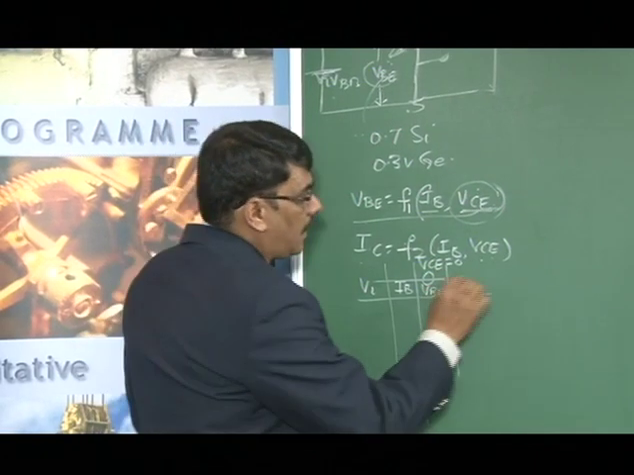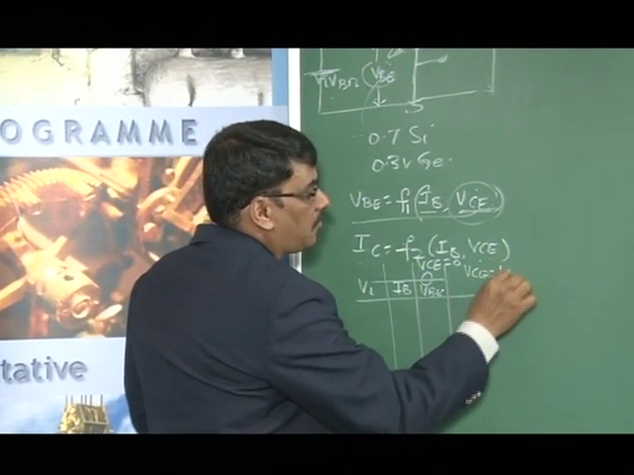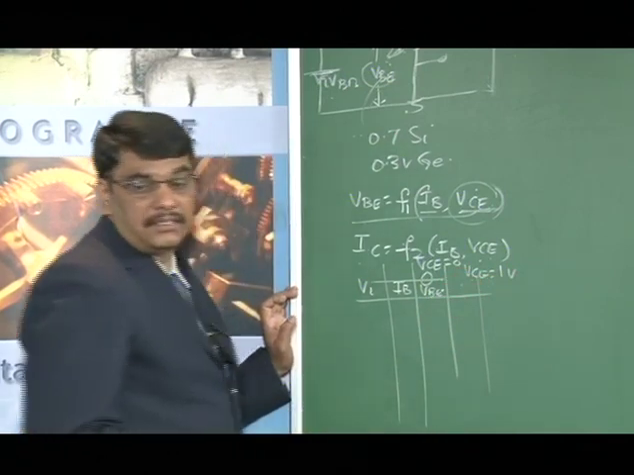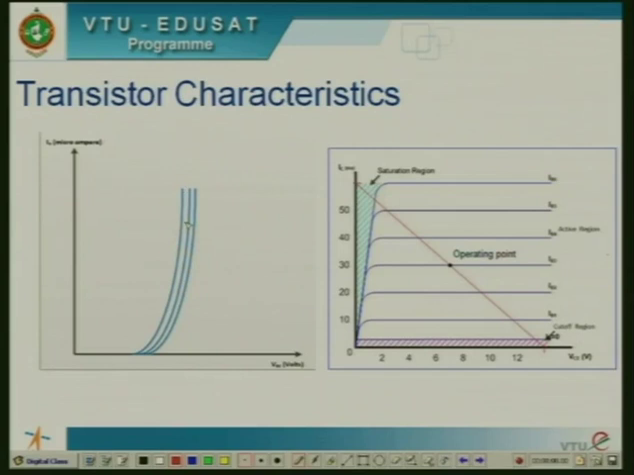And similarly, you have to set another reading for VC equal to some 1 volt and note down the base current IB. You have to repeat this experiment. These characteristic curves are shown here. If you consider the input characteristics, it is a function of the base current IB in terms of microamperes against VBE, the base emitter voltage, with a constant output voltage.